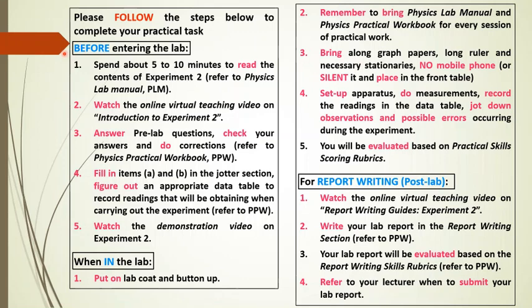Fill in items A and B in the jotted section. Figure out an appropriate data table to record readings that will be obtained when carrying out the experiment. Watch the demonstration video on Experiment 2.